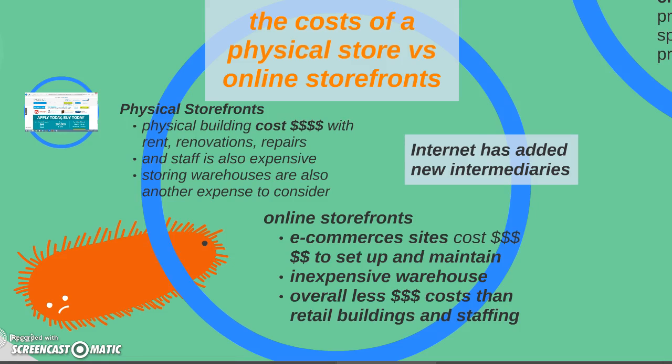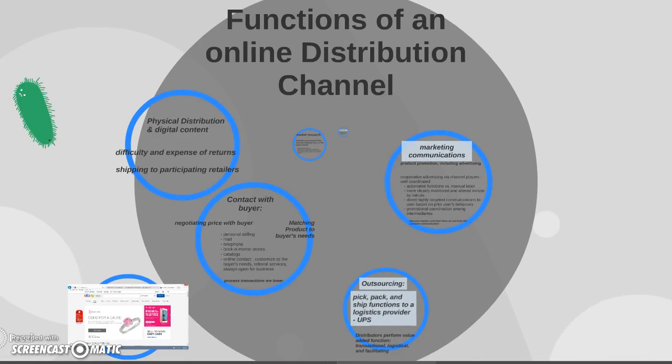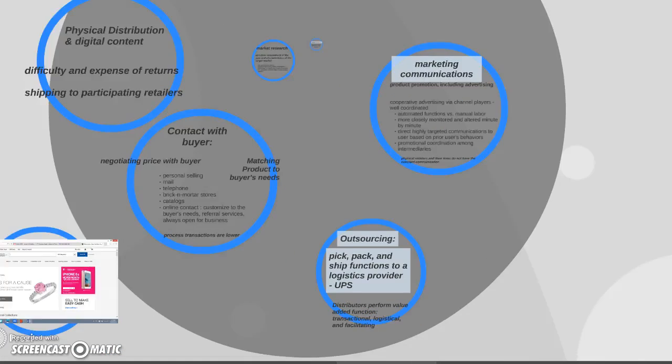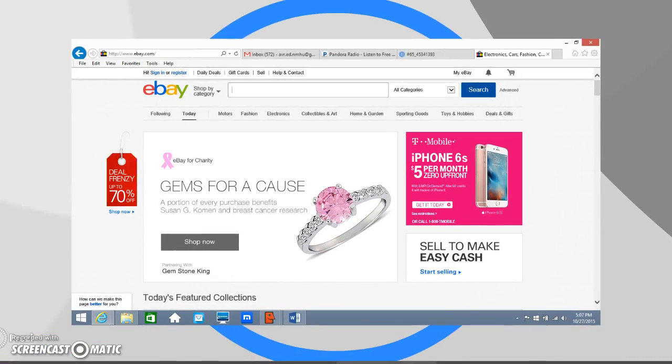And so the internet has created these new intermediaries, and it's more complicated than it was when we had just the method that Sears used. But there's a lot of advantages also because of these changes in how consumers receive products. The functions of an online distribution channel include outsourcing. It just may make more sense to outsource.